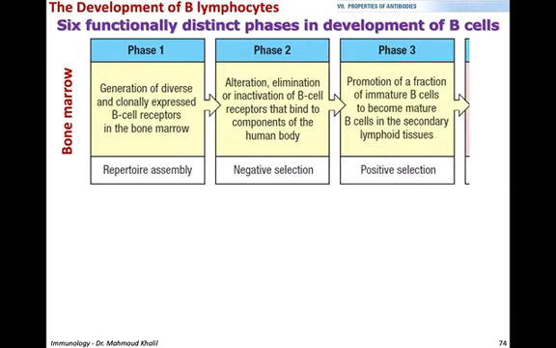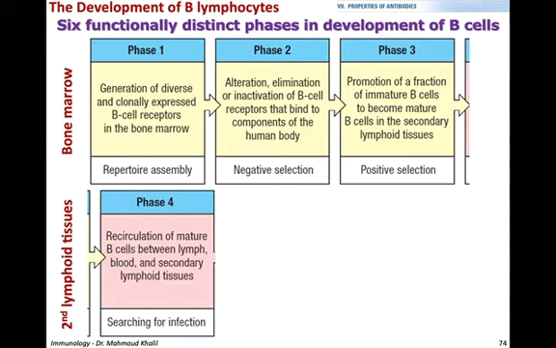Then phase three, after the negative selection, there is a positive selection and the promotion of a fraction of these immature B cells to become mature, and then they are enabled to leave into the circulation to migrate to the secondary lymphoid organs.